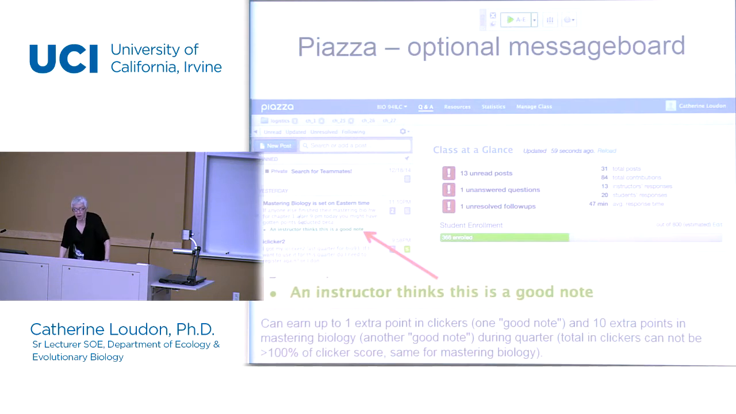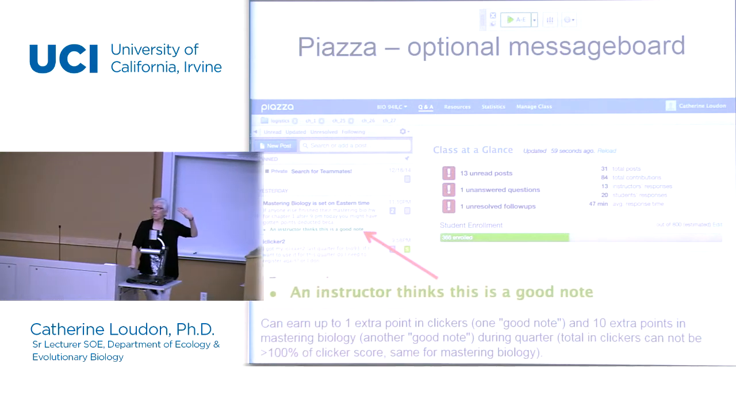But anyway, notice that somebody, either me or one of the graduate teaching assistants, flagged this as an instructor thinks this is a good idea. So I grabbed that and made it a little bigger so you can see that. And instructor thinks this is a good note, excuse me, not an idea, a good note. Here's a carrot for you. If you get tagged like this, then this can be either up to 1 extra point in the clicker part of your grade, or an extra 10 points in the Mastering Biology part of your grade during the quarter.